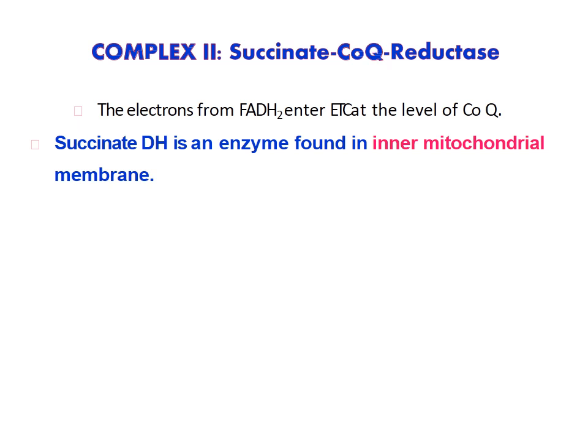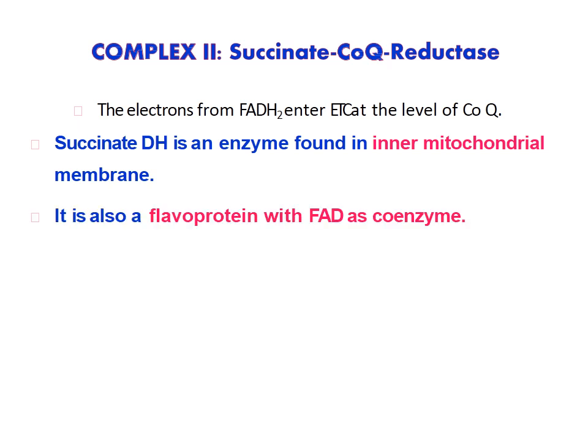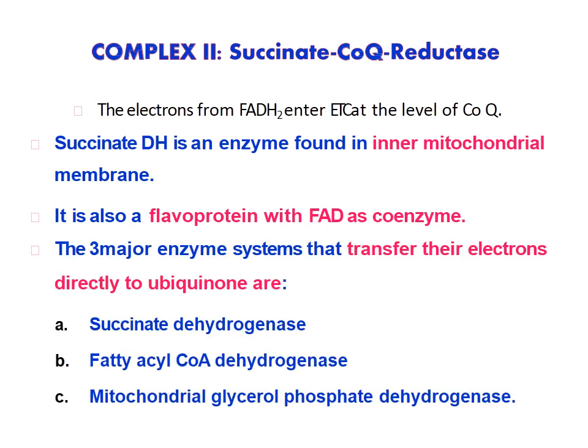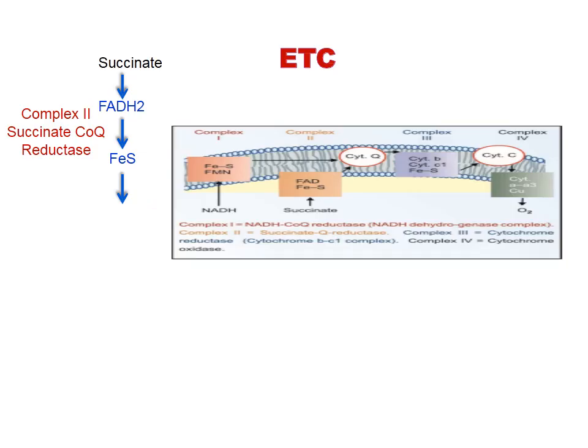The succinate dehydrogenase is an enzyme which is found in the inner membrane of the mitochondria. It is a flavoprotein with FAD as the coenzyme. The 3 major enzyme systems that transfer the electrons to ubiquinone are succinate dehydrogenase, fatty acyl-CoA dehydrogenase, and mitochondrial glycerol phosphate dehydrogenase. These are the 3 enzymes involved.